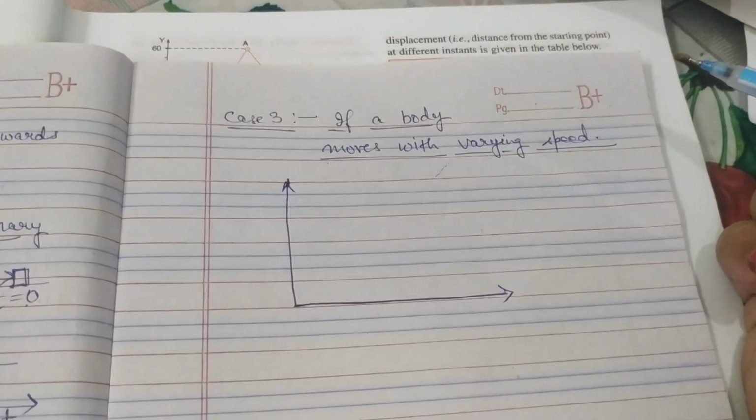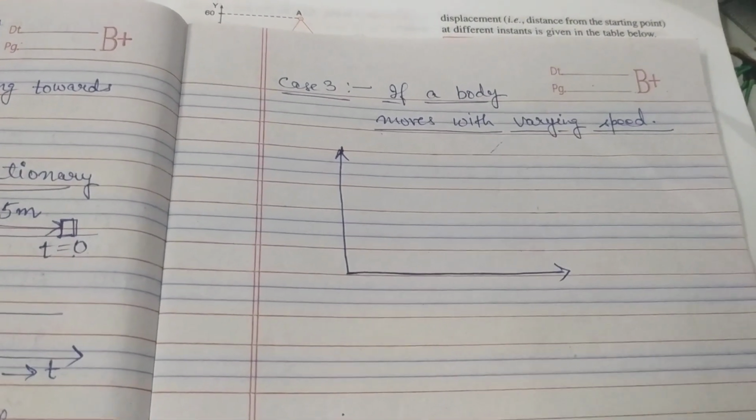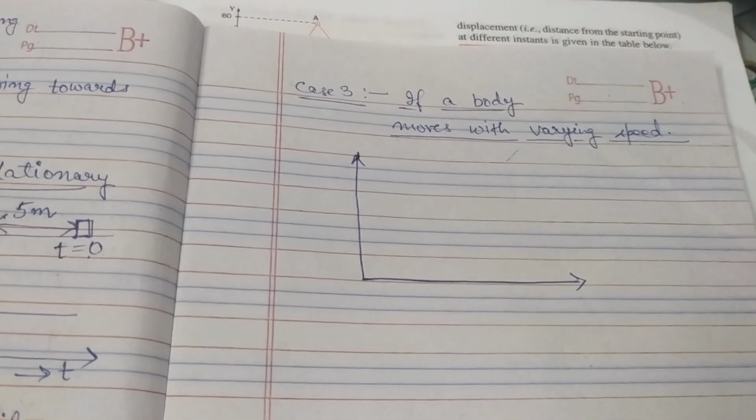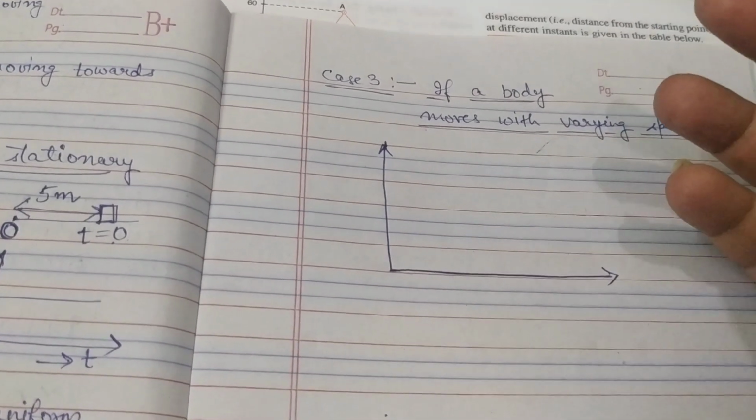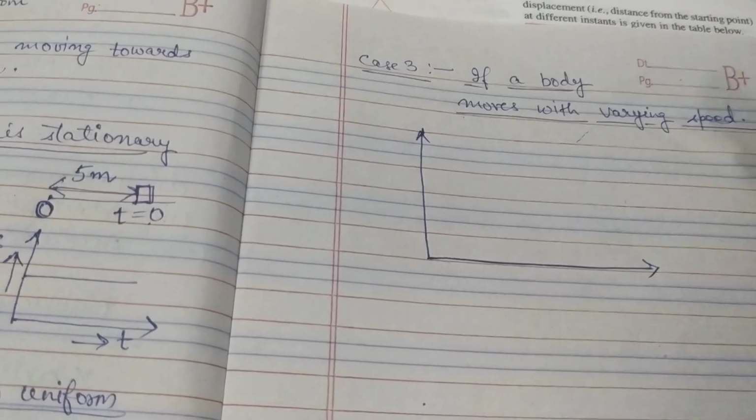Now there is a third case, that is if a body moves with varying speed. If a body moves with varying speed, it means during the path the velocity is increasing but in a varied manner.